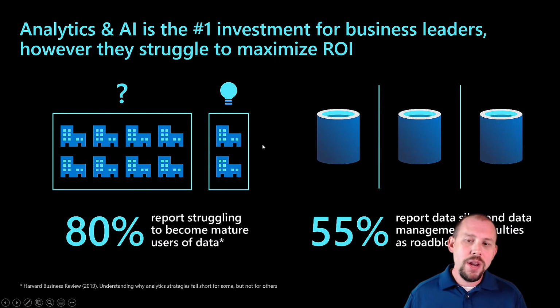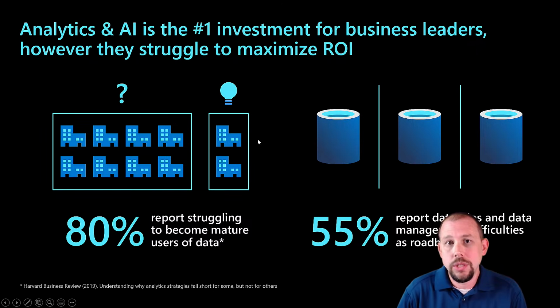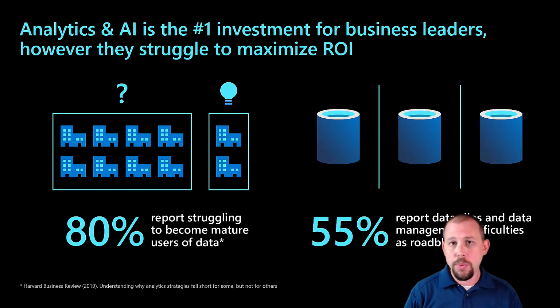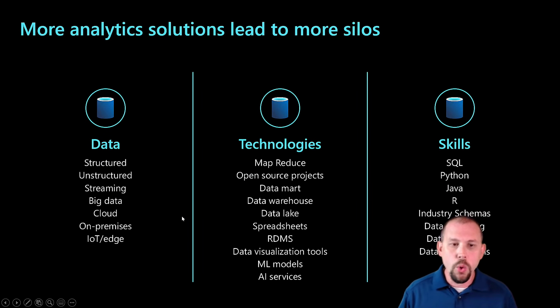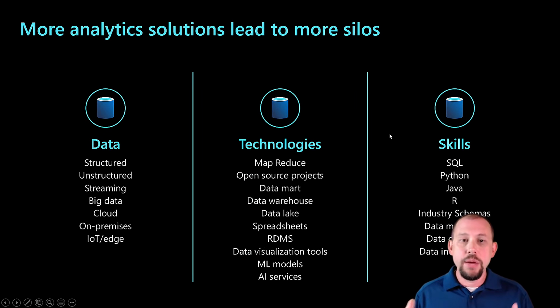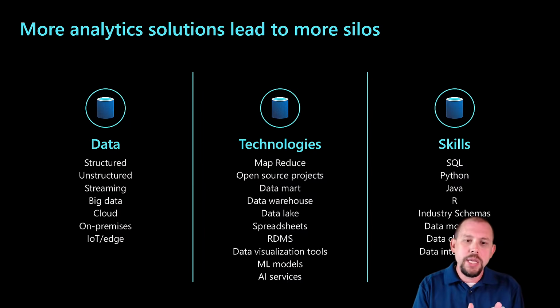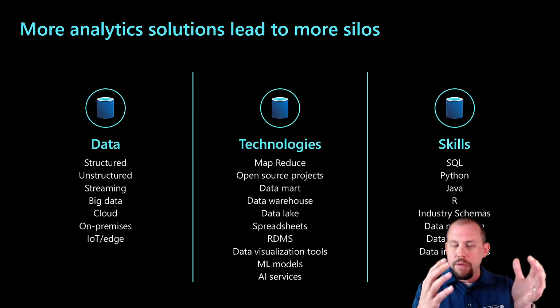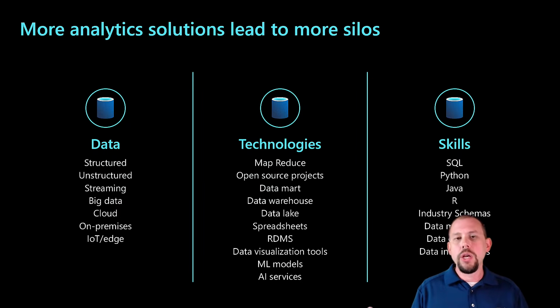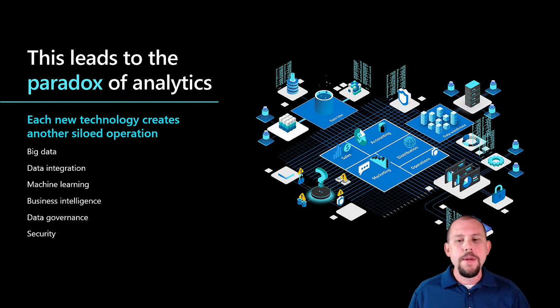Analytics and AI is the number one investment for business leaders, yet they struggle to get a return on their investment. We see this across the board, right? We've seen this for many years. And one of the big problems that companies are having is exactly what we talked about before: these siloed sections of our data that result from the data stores, where the data is stored, where the data is coming from. But now we're running into skills and technologies, right? So we have all these different technologies that are causing our data to be siloed as well. And I'm going to talk about it on probably the next slide, one of the goals with Azure Synapse Analytics is to solve this problem with the paradox of analytics, right?